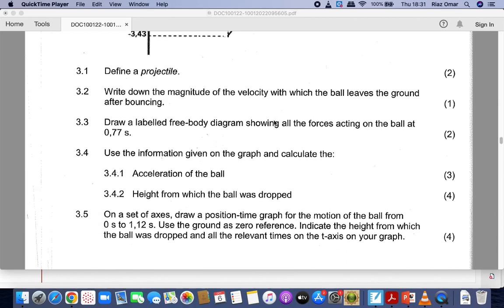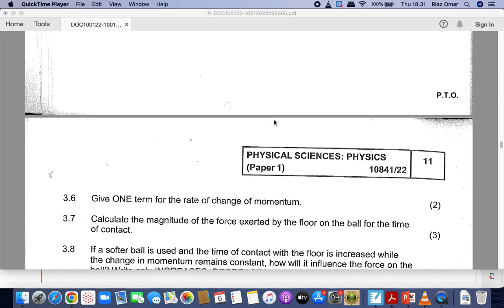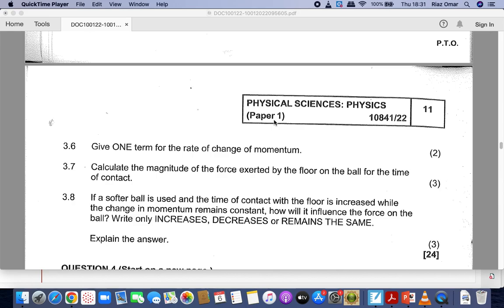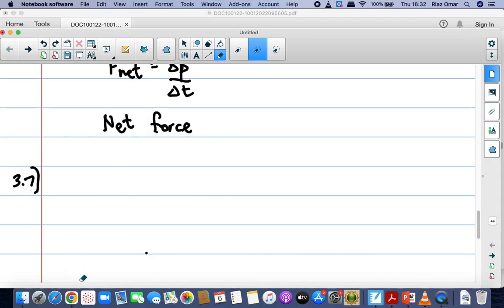At 3.6 we completed. We'll look at question 3.7. Question 3.7 says, calculate the magnitude of the force exerted by the floor on the ball for the time of contact. The force exerted by the floor. Alright, so what do we know?